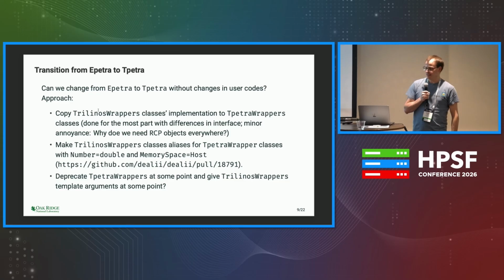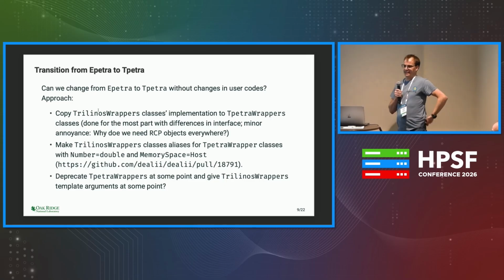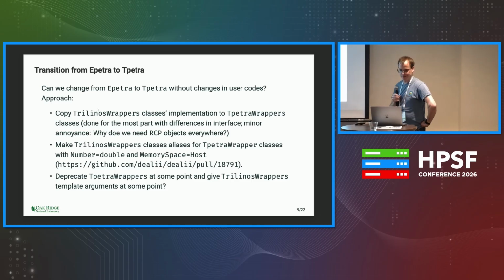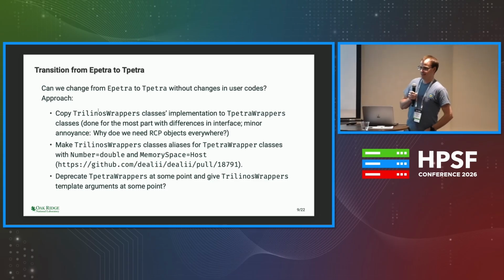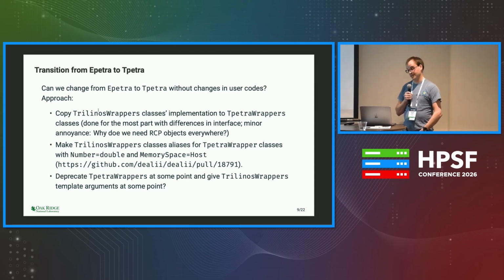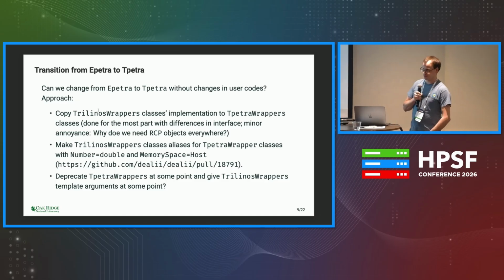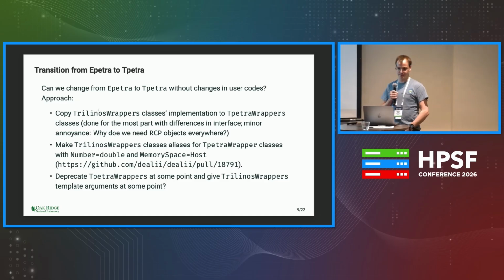Okay, so we kind of did this first point. The second point is making Trilinos wrappers aliases for Tpetra wrapper classes. There's a pull request for that. Since we merged general support for Trilinos 17 yesterday, I'm trying to push that one through now.